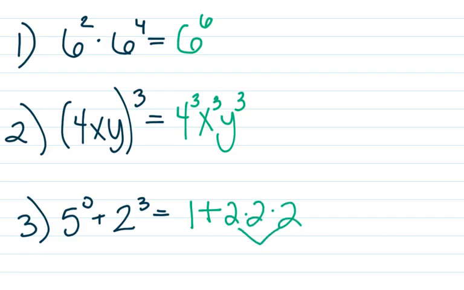Well, you do your multiplication first. So I have 1 plus 2 times 2 is 4, times 2 is 8. So 1 plus 8 is 9. Okay? So write those down, and then I'm going to give you guys a few more to try just to make sure you guys understand this.